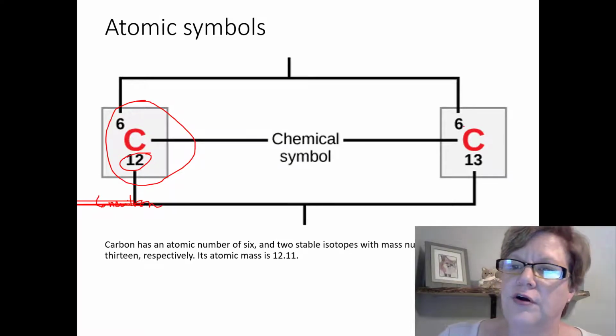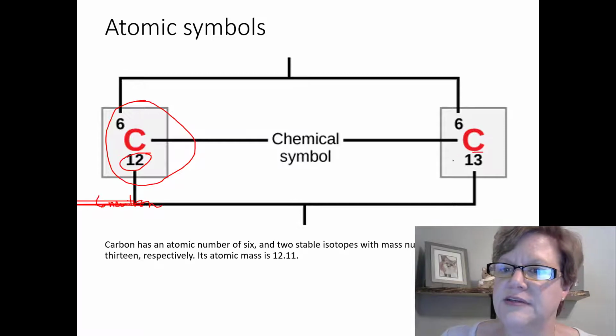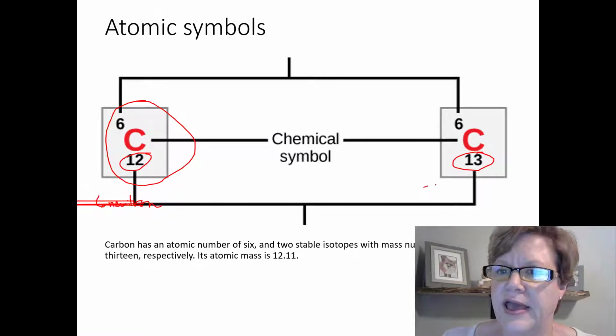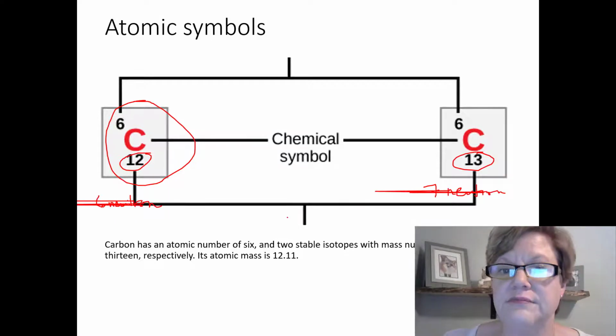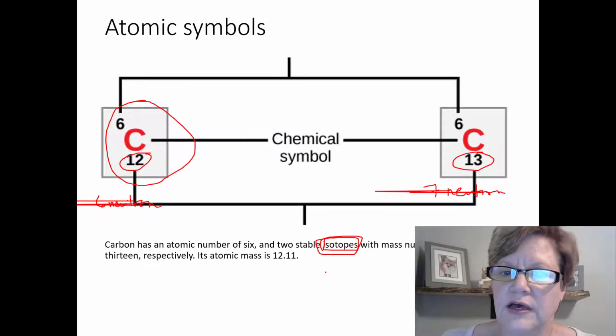But you could also have a carbon that has 6 protons. All carbon has 6 protons, but it has a mass of 13. In that case, that atom of carbon would have 7 neutrons. So there are typically slightly different versions of every atom that are possible. And the different versions that have different numbers of neutrons, we call those isotopes. All right.